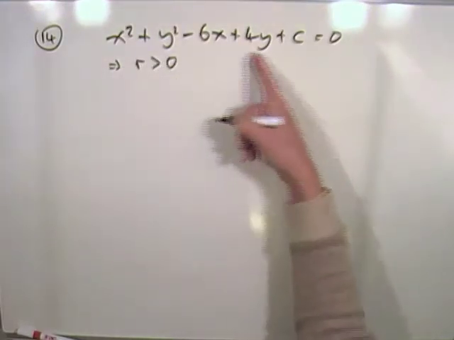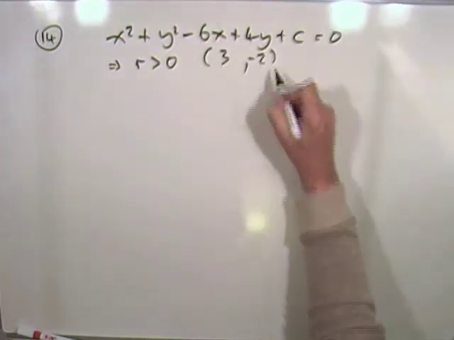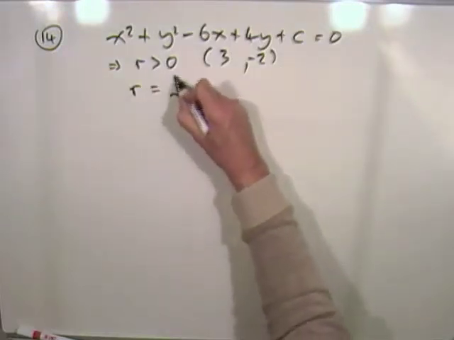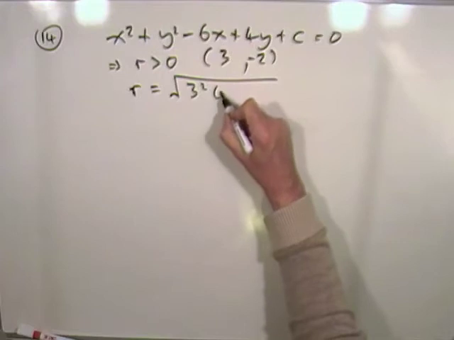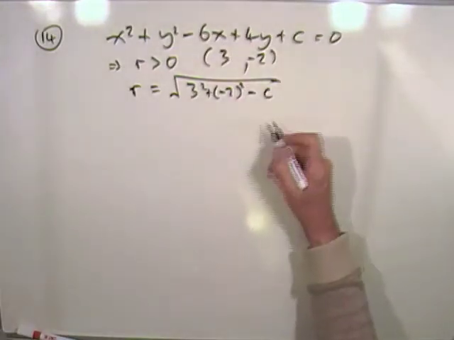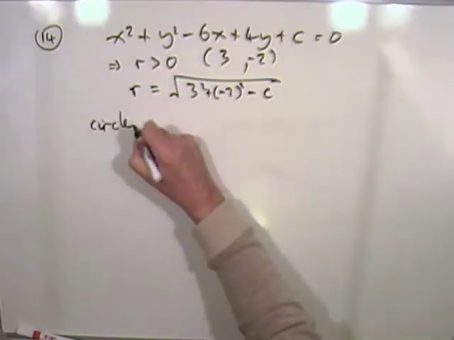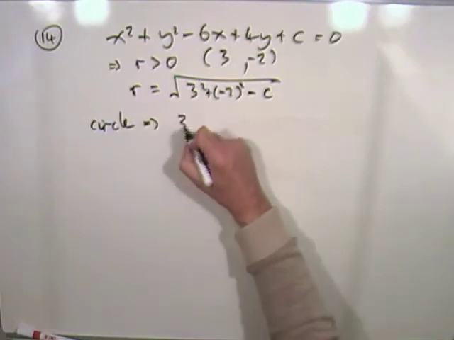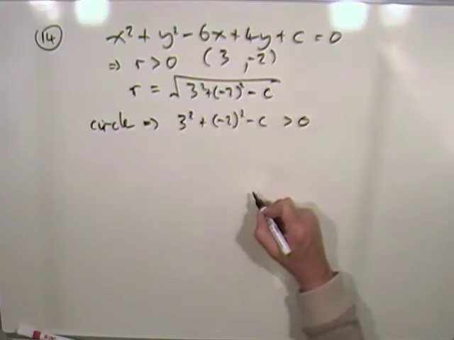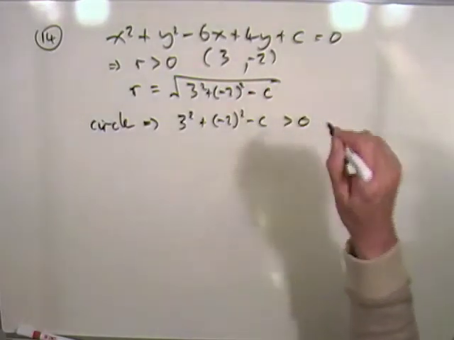Now to get the radius, one thing I normally put in straight away is the centre. Centre 3, negative 2, in which case the radius is going to be the square root of 3 squared plus the negative 2 squared minus that C. And if the radius has got to be greater than 0, that means it will be a circle so long as 3 squared plus negative 2 squared minus C is greater than 0. As long as it's got a real radius, greater than 0, otherwise it would just be a dot.